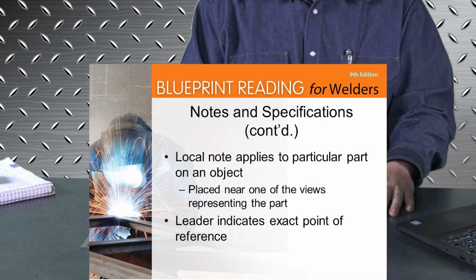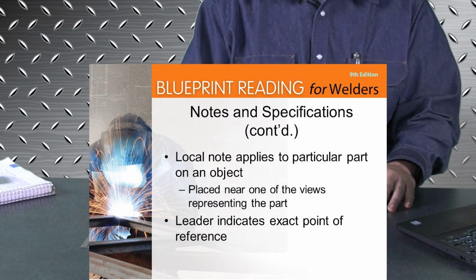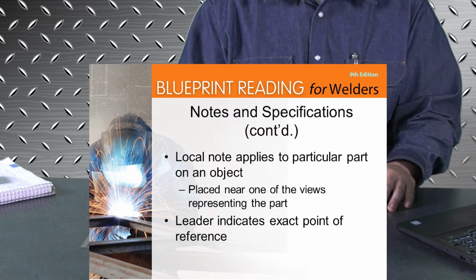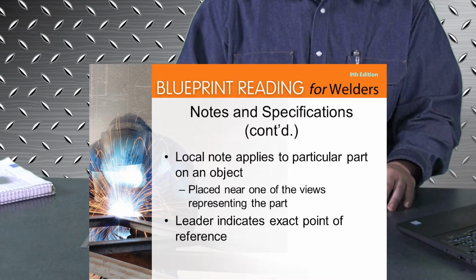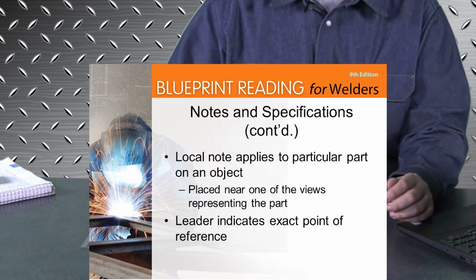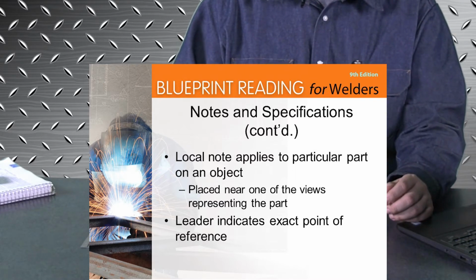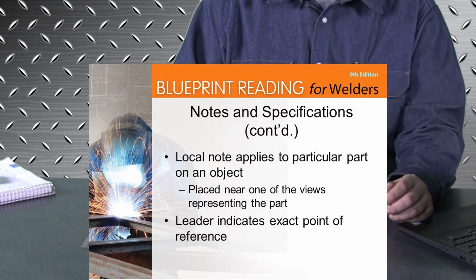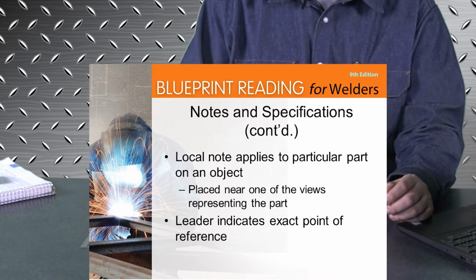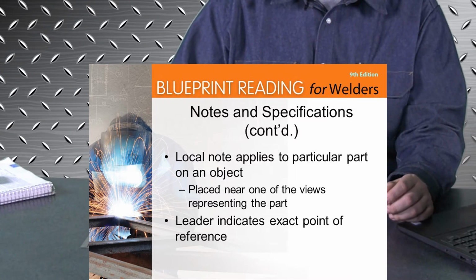Now, a local note is only going to apply to a certain part on whatever print you're talking about, and is going to be placed near a view to best explain it. Whenever it is a local note, it is going to have a leader line going to it and pointing to that part that it is talking about, or whatever part it is specifying. That'll be your local note.